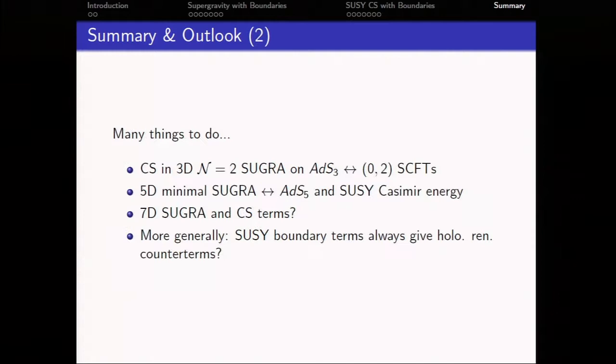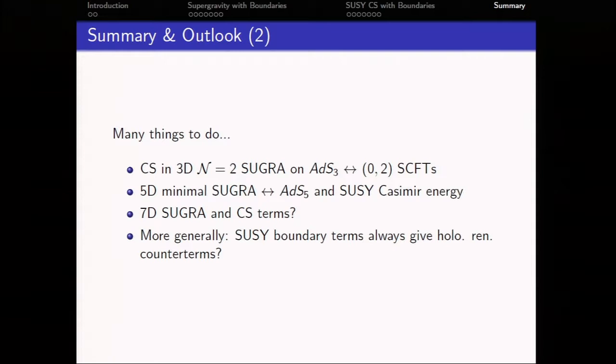So just a few more things. There are the obvious things that are left to do, which is to work out the N=2 supergravity with Chern-Simons terms, with Chern-Simons gauge fields, which then will give us some nice handle on holography for these (0,2) superconformal field theories, which is something that hasn't been done a lot. So that might be nice to do.